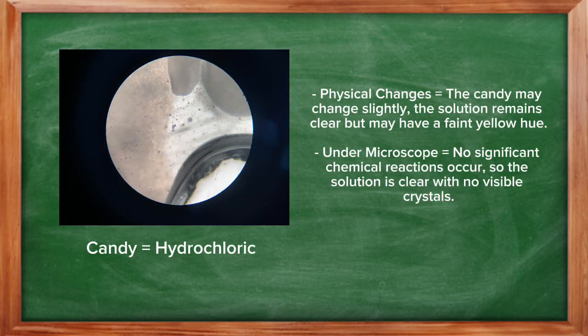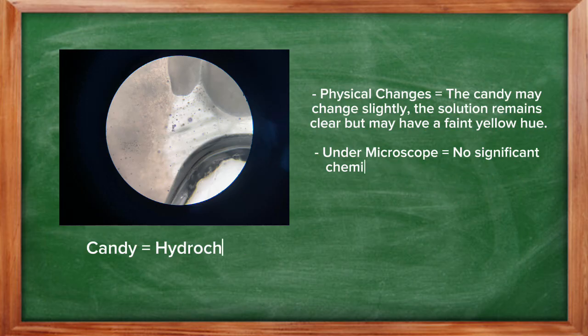Physical changes: the candy may change slightly. The solution remains clear but may have a faint yellow hue. Under microscope, no significant chemical reactions occur, so the solution is clear with no visible crystals.